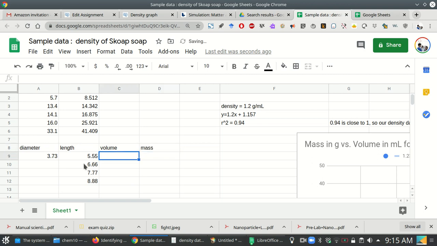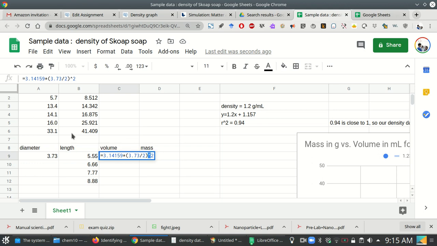So what is the volume going to be? Now, because we're using software, if I type an equal sign here in this box, that tells the software that I'm going to ask it to do some math. So I'm going to say, software, please do 3.14159, which is pi, times the diameter divided by 2 squared. So I'm going to say 3.73 divided by 2, parenthesis, squared, right?